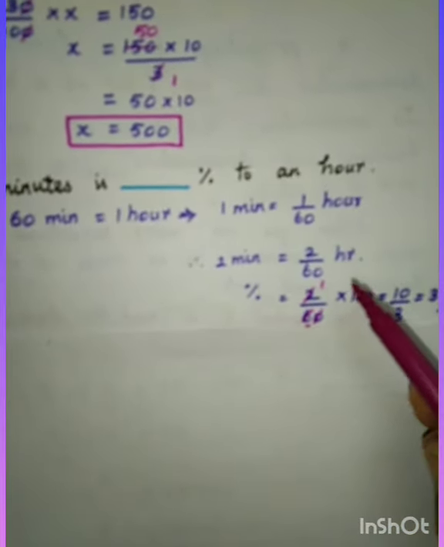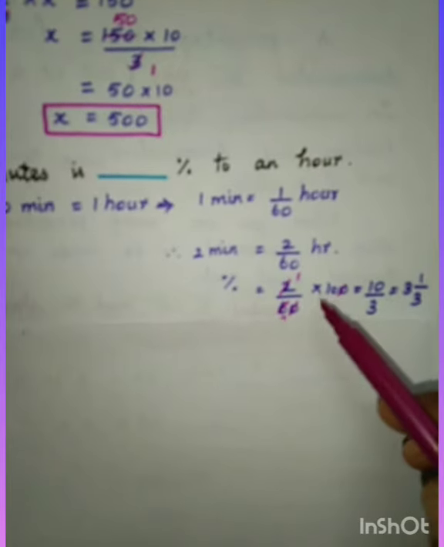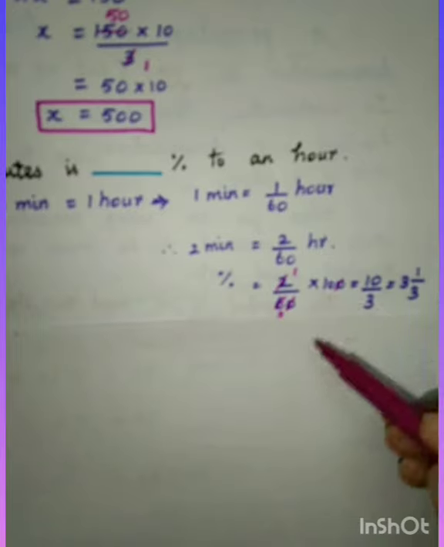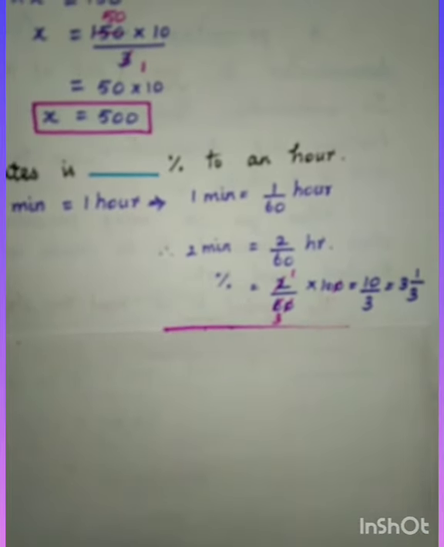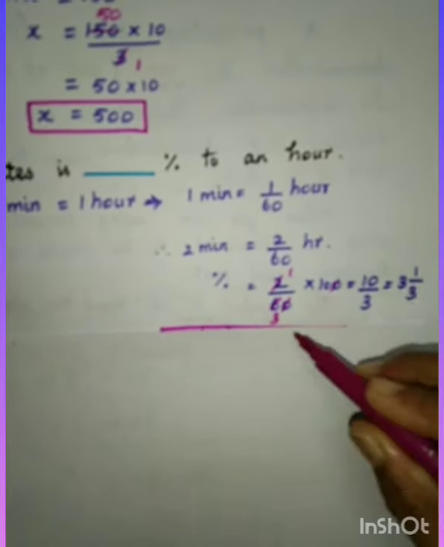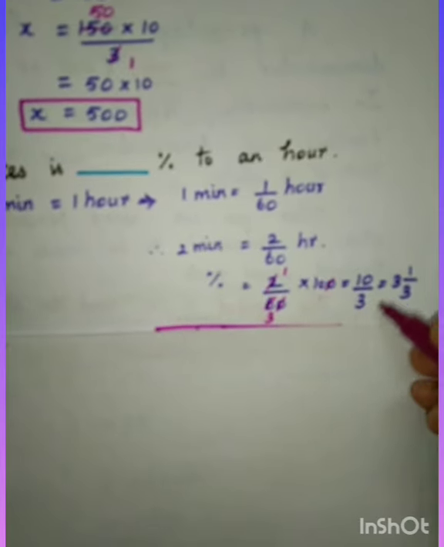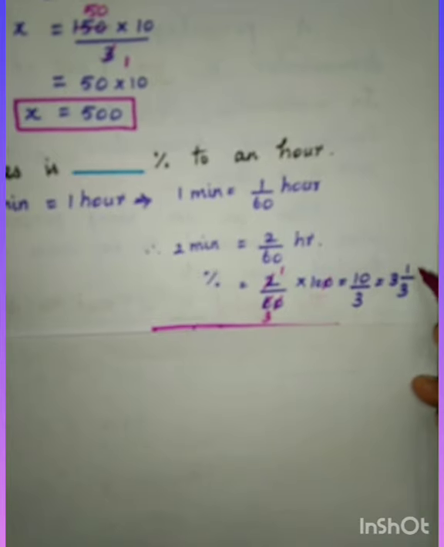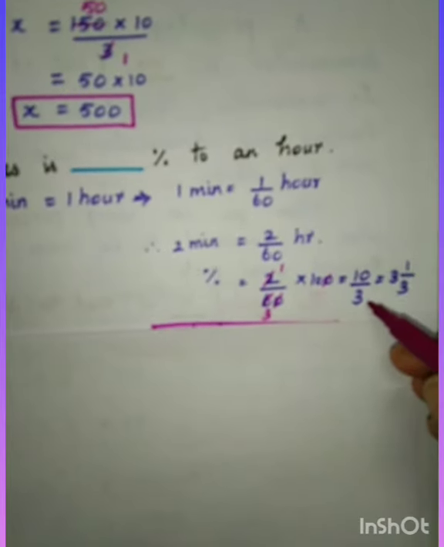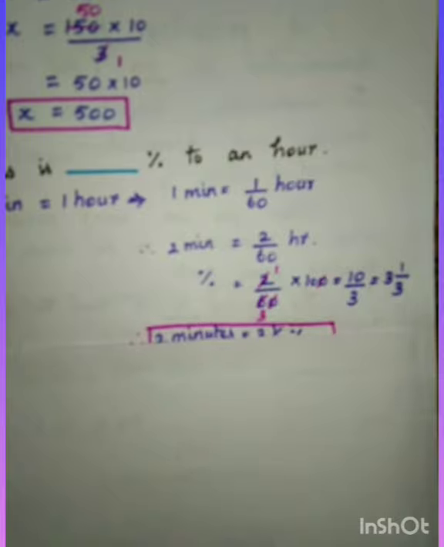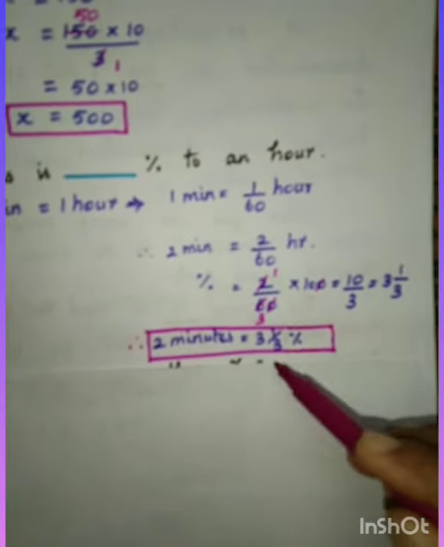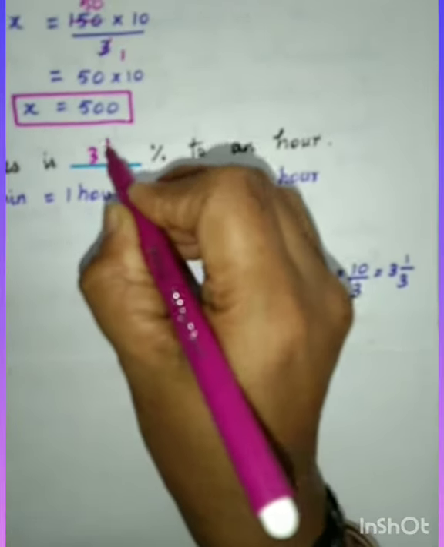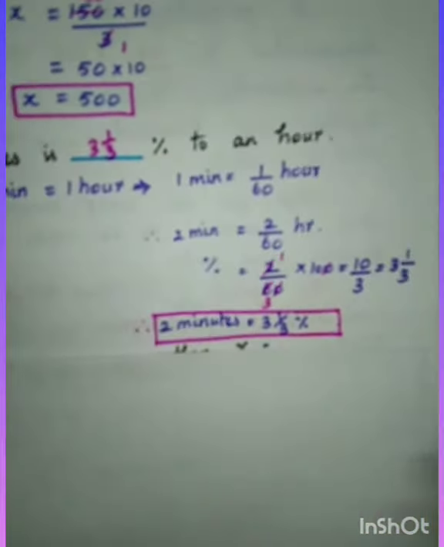So percentage means multiply by 100. Therefore 2 by 60 into 100. So we have cancelled single zeros. Then 2 ones are 2, 2 threes are 6. Now the numerator is 10 and the denominator is 3. Then we can simplify this. 3 threes are 9, remainder 1. The remainder is the numerator and the denominator is 3. Then 2 minutes equal to 3 1 by 3%. Therefore the answer is 3 1 by 3%.